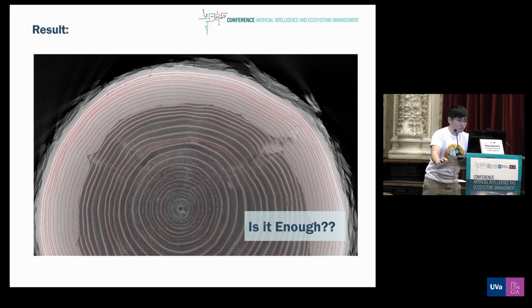I'm not sure how well you can see, but this is the overlaid image. If you really zoom in, can anyone see the image? Okay, the yellow one represents the detection of my algorithm. The red one represents the manual marking in ImageJ. As you can see here, it works quite fine.